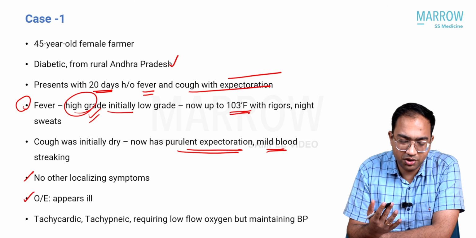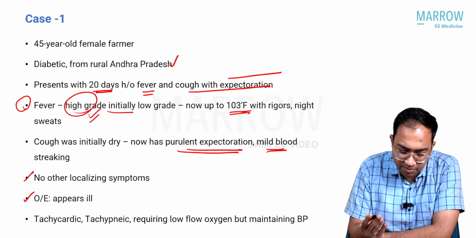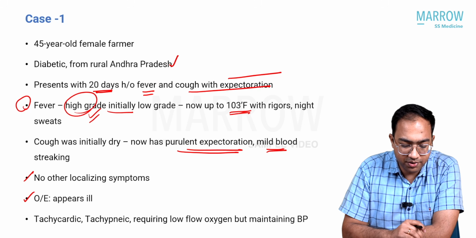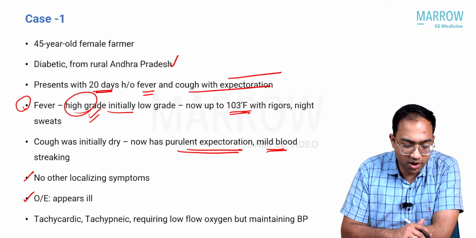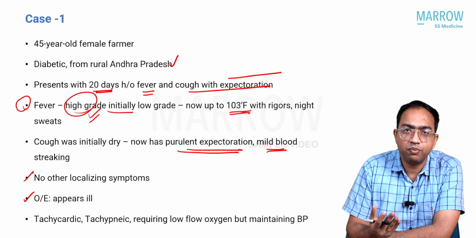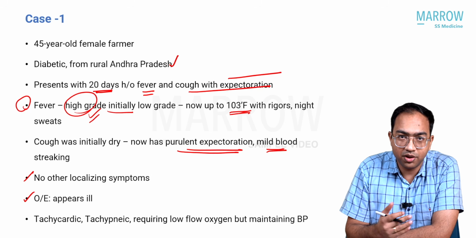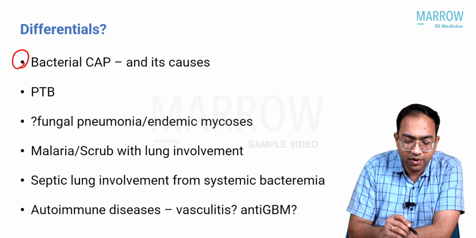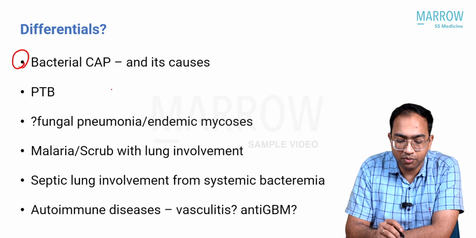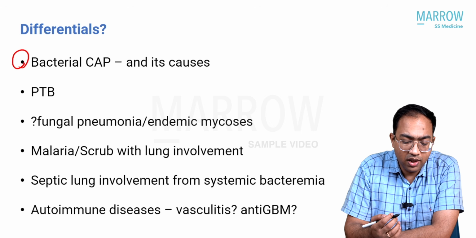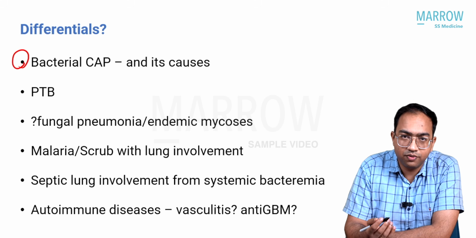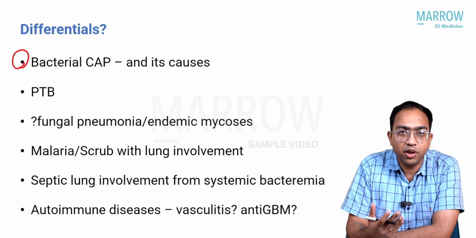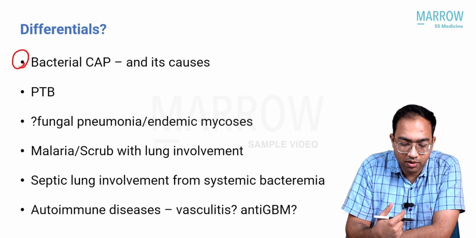This is just a general examination: tachycardic, tachypneic, and requiring low flow oxygen but maintaining blood pressures. So, what do you think would be the common differential diagnosis before we move on to regional or local examination? Of course, one of the first differentials is still going to be community acquired pneumonia and its causes. However, it's a little subacute for just community acquired pneumonia. Maybe it is a complication associated with community acquired pneumonia.